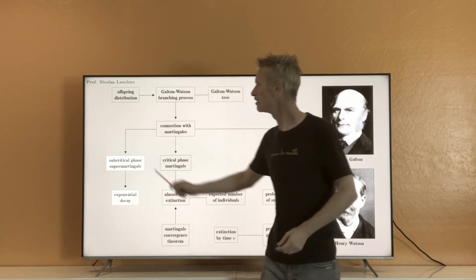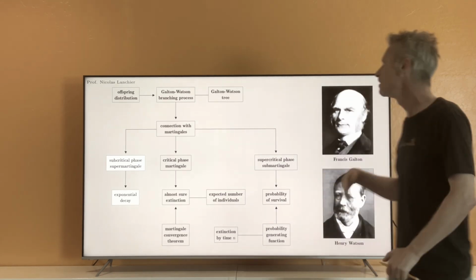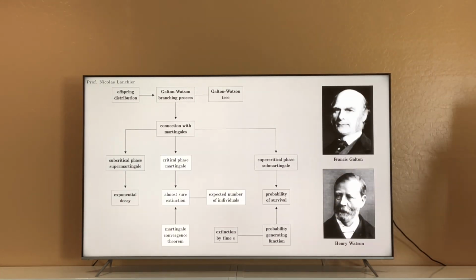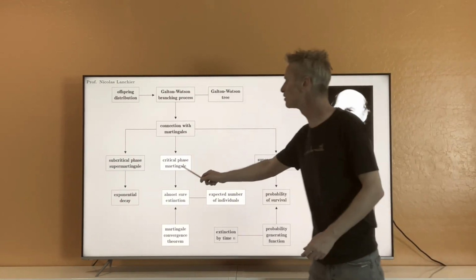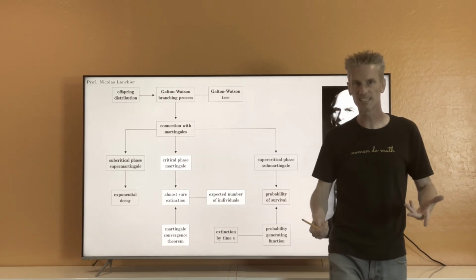This analysis of the subcritical phase is extremely easy. Now, a little bit more tricky is what happens in the critical phase, and this case is the most surprising, in fact.